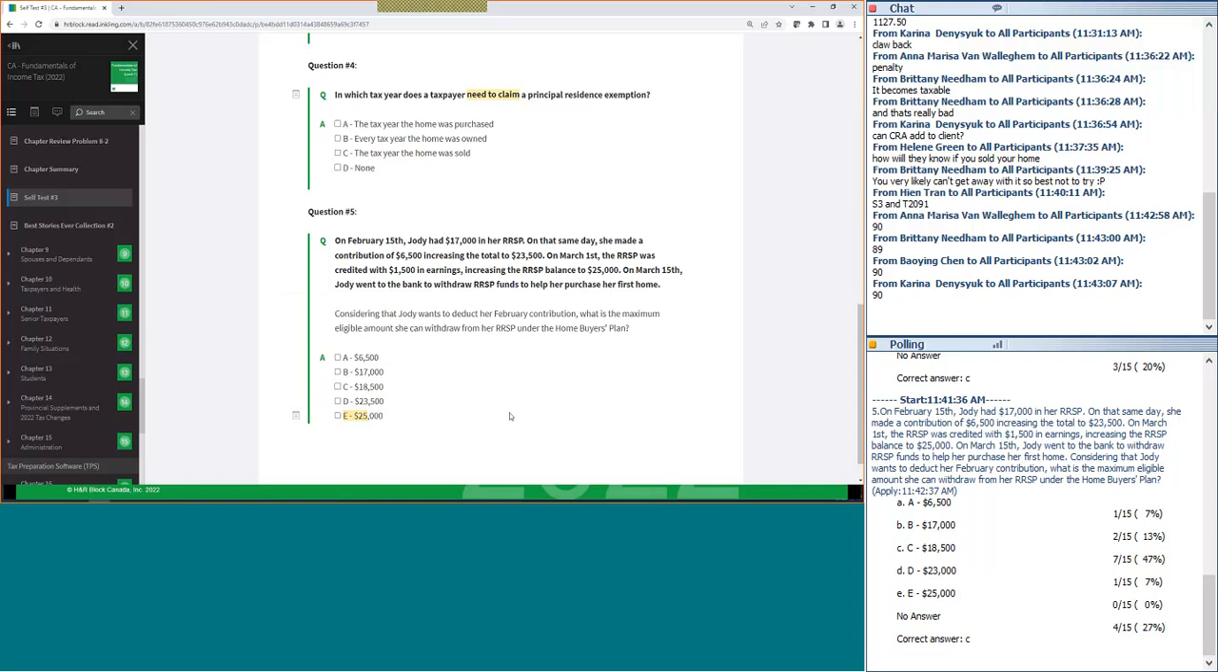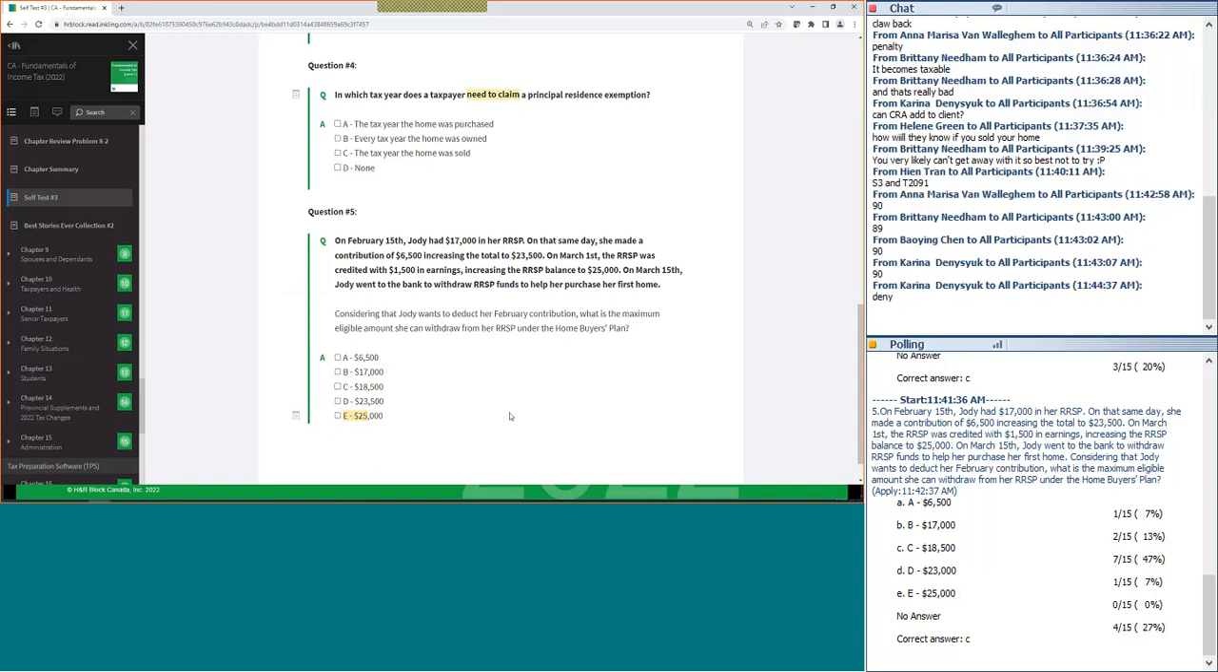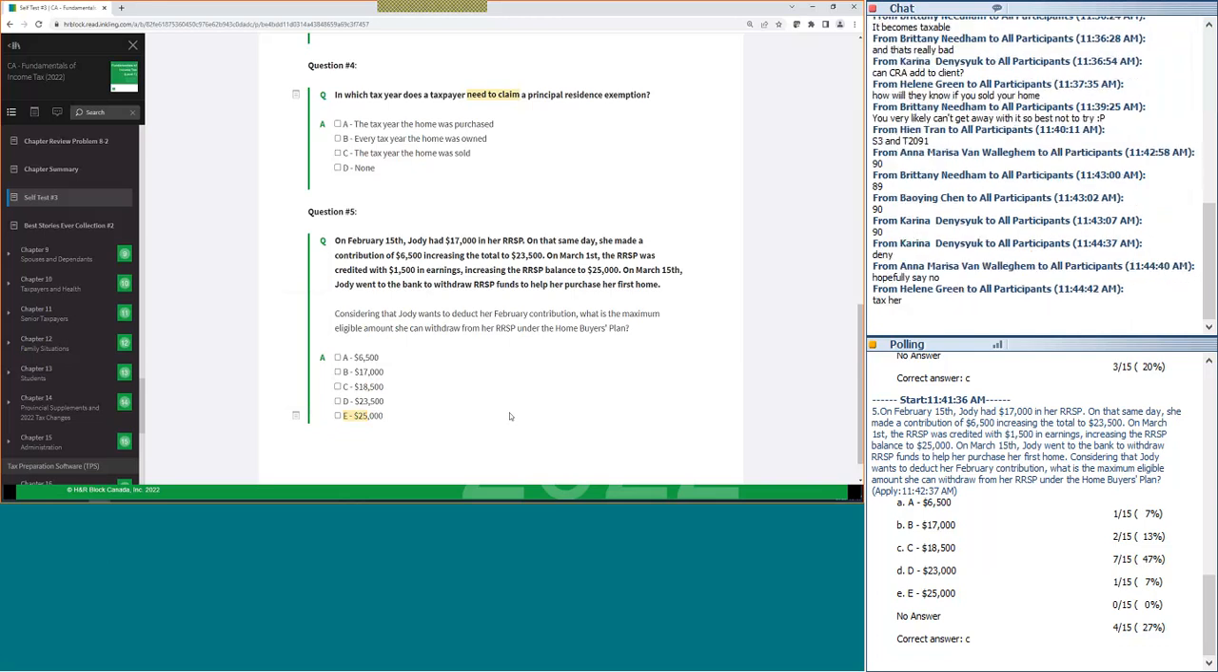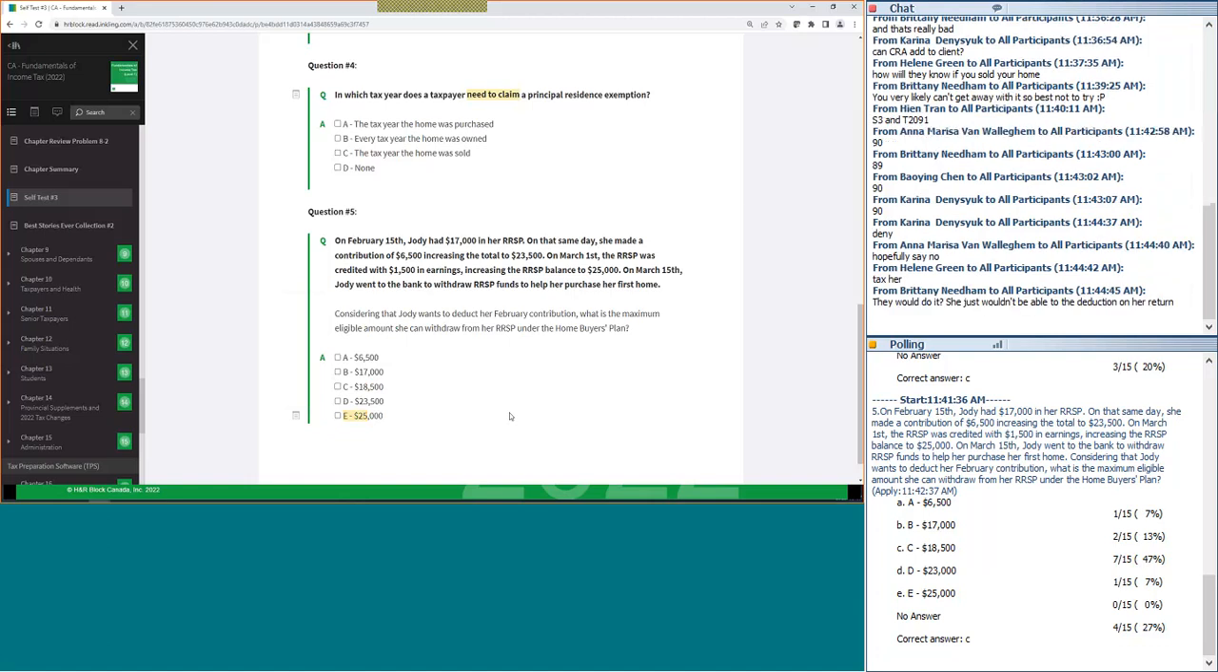Okay, if she went to the bank and said, I want to take out 25,000 today, the bank would say, sure. The bank would absolutely let her do it. They would not worry about the 90-day rule. They might not even know about it. They would look and say, you have enough, it's less than $35,000, so sure, and they would do it.